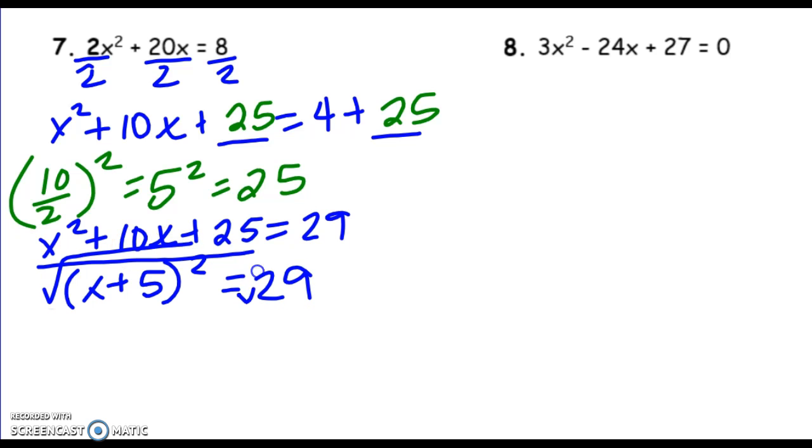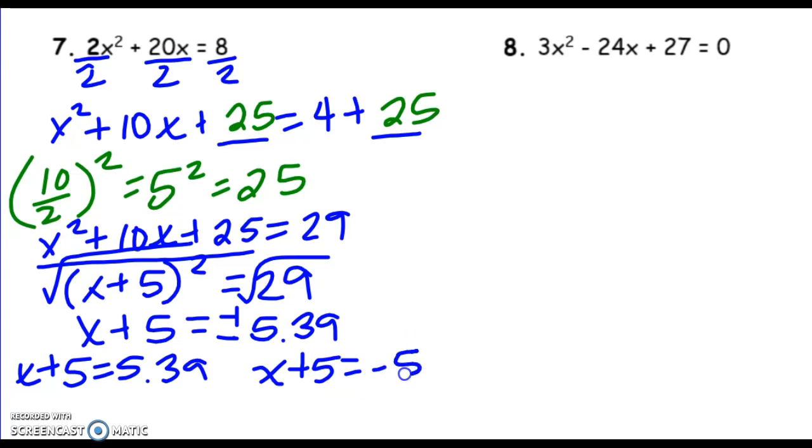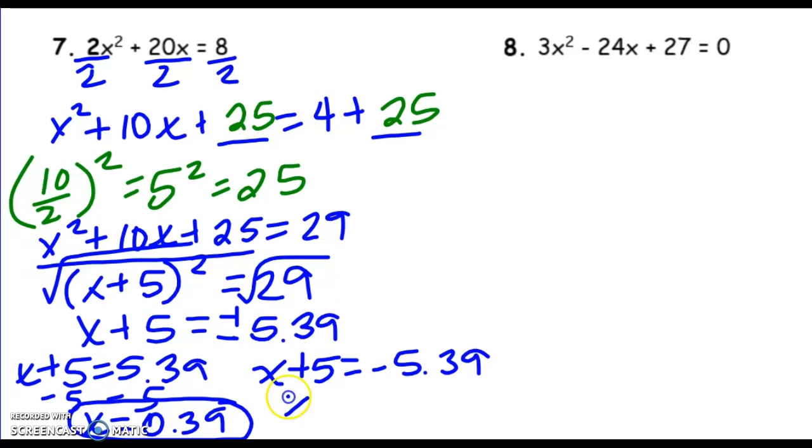And let's go ahead and do the square root of both sides. And the square root of 29 is not a nice one. So I have x plus 5 equals positive or negative 5.39. So I set it into two separate equations: x plus 5 equals 5.39, and x plus 5 equals a negative 5.39. Sorry guys, this video is getting kind of long. So x equals 0.39 and x equals a negative 10.39.